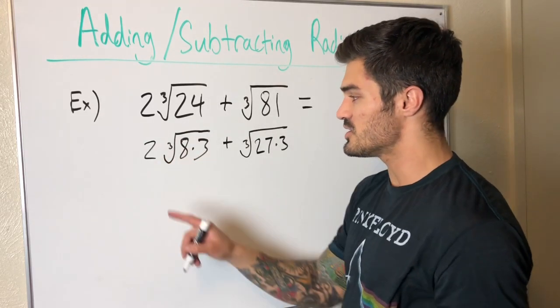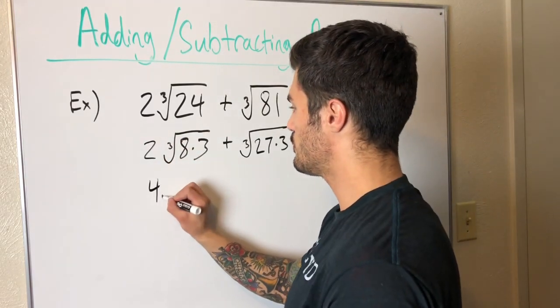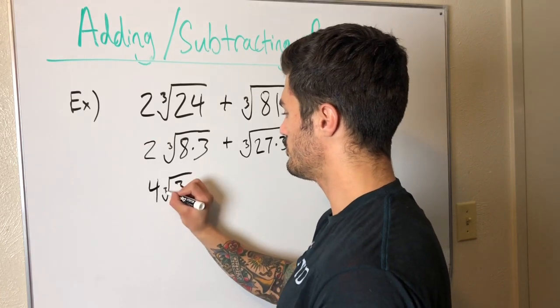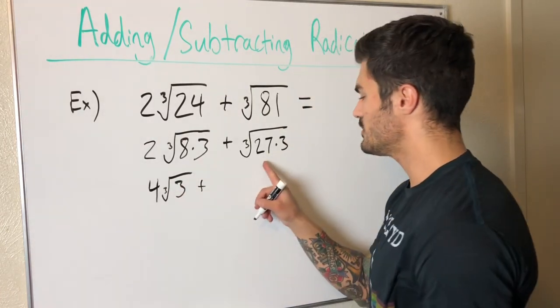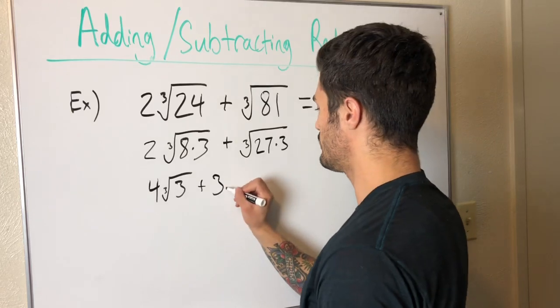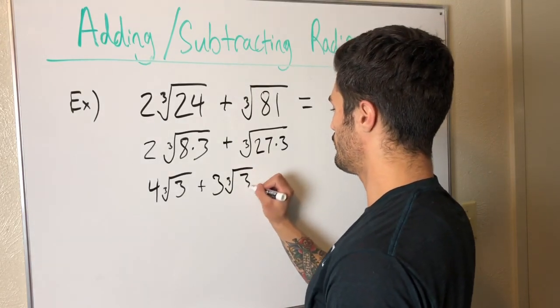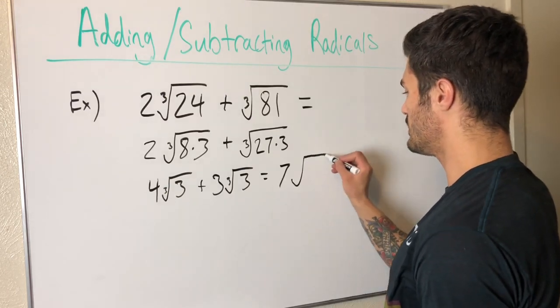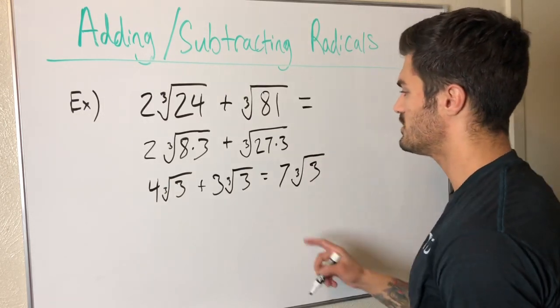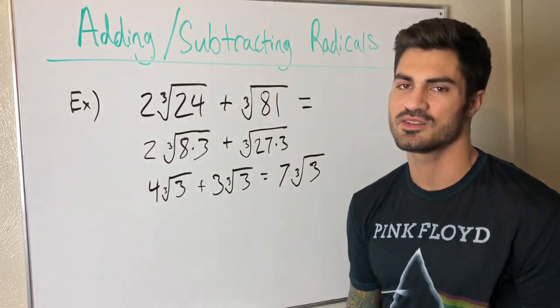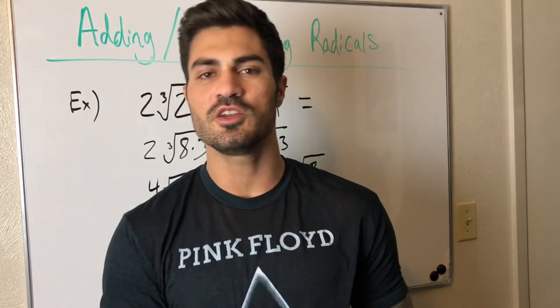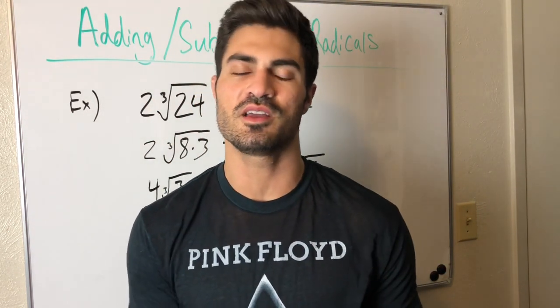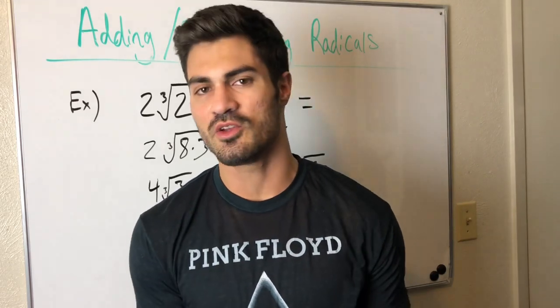So 8 comes out as a 2. This becomes 4 cube root 3. Plus 27 comes out as a 3. This becomes 3 cube root 3. And this simply equals 7 cube root 3, and that's it. So it's actually the same idea, regardless of what kind of root it is. It's the same idea. So hopefully this video helped. Again, it's just a bunch of simplifying. You get the radicals to look the same, then you can combine them.